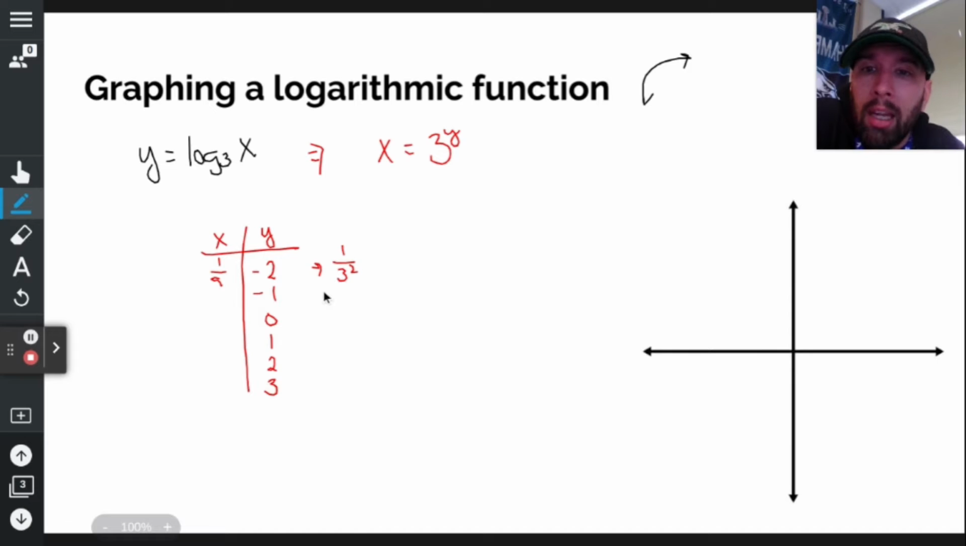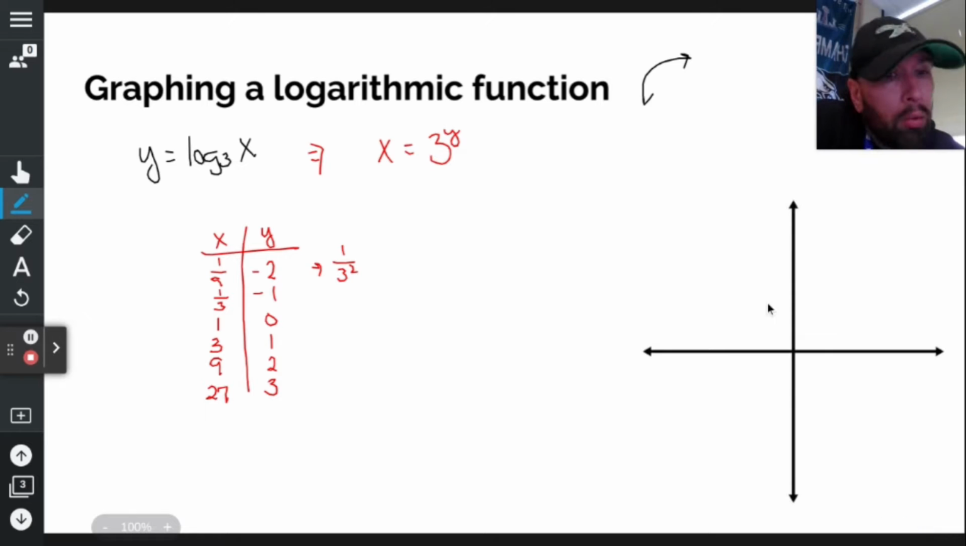If I do -1, that's 3 to the -1, which is the same as 1 over 3. Don't need to do any math there. If I plug in 0 for y, I get x equals 3 to the 0, which is 1, so my x value is 1. If I plug in 1, I get x equals 3 to the first, which is just 3. If I plug in 2, I get x equals 3 squared, which is 9. And if I plug in 3, I get x equals 3 cubed, which is 27. Kind of a big number, so I'm not going to really deal with that.